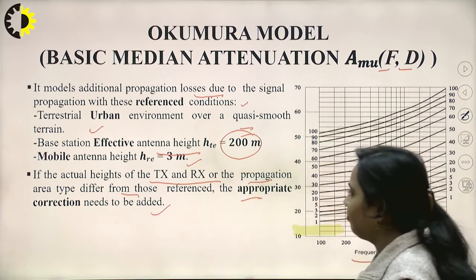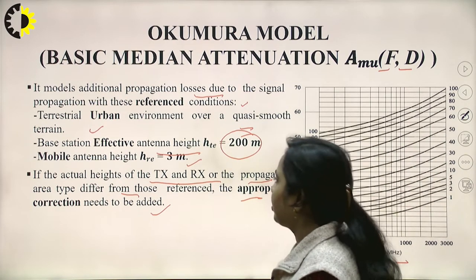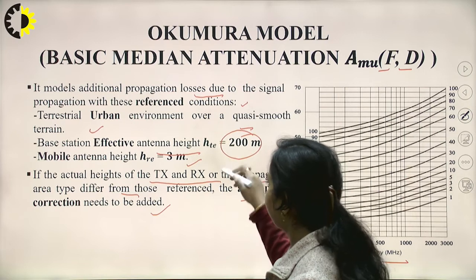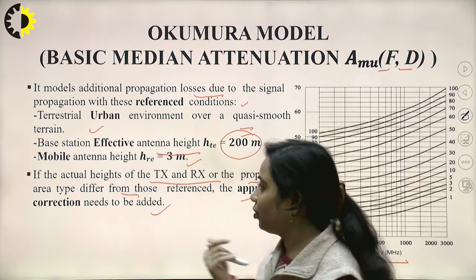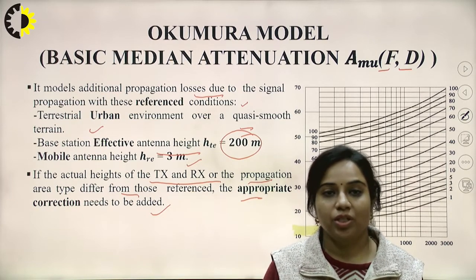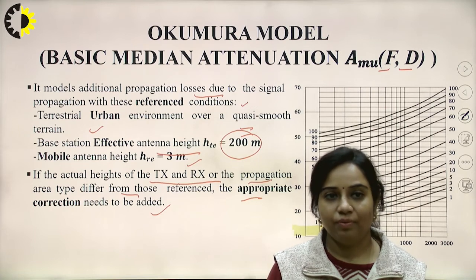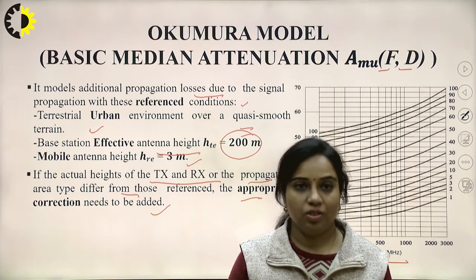So basically, if we are considering the receiver antenna or the transmitter antenna height, then these are fixed at approximate values for the urban environment. For the urban environment we use HTE as 200 meters and HRE as 3 meters. This is a theoretical value, practically you can vary these values.